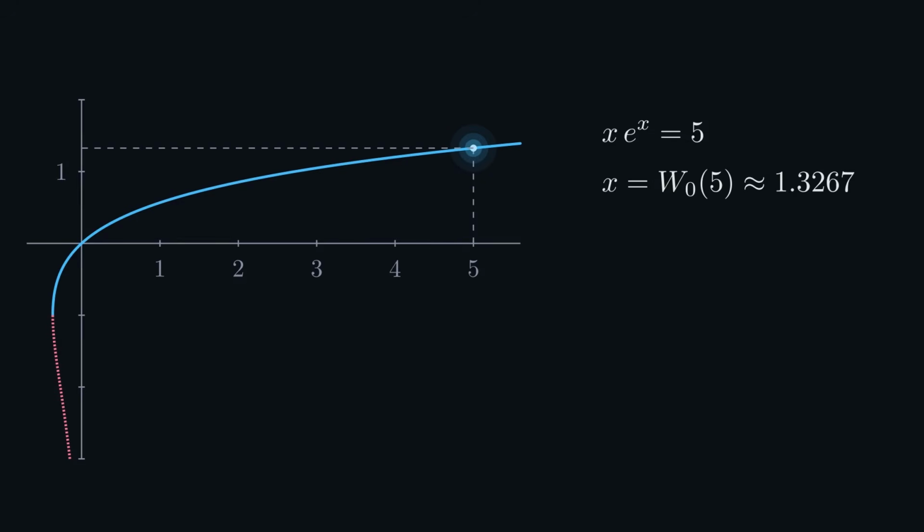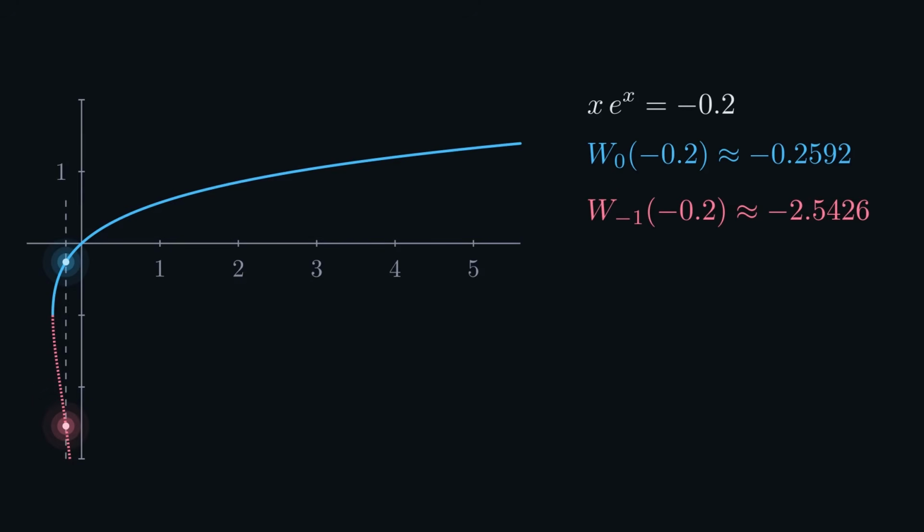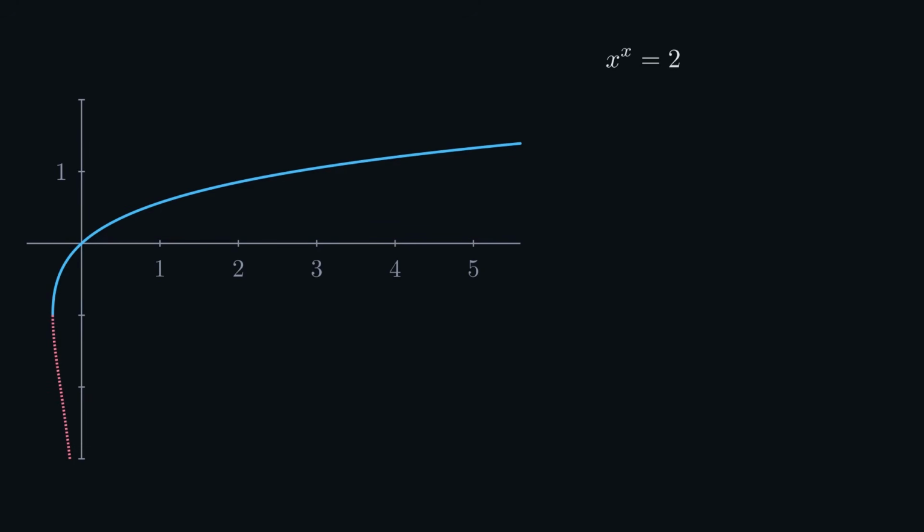Now everything falls into place. X times e to the x equals 5? The answer is w of 5, which is about 1.33. X times e to the x equals -0.2? We are inside the two-solution strip, so there are two answers, about -0.26 and about -2.54. Both are correct.